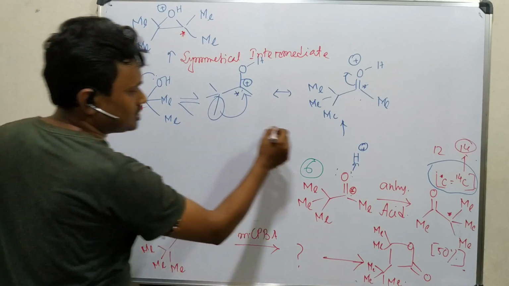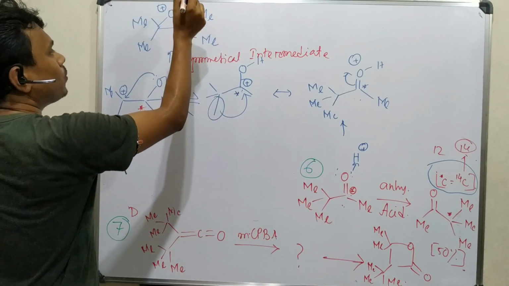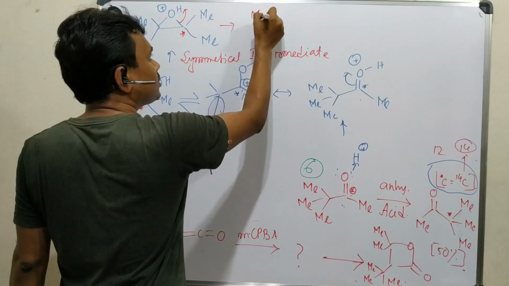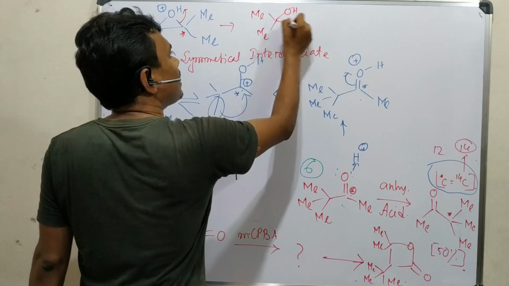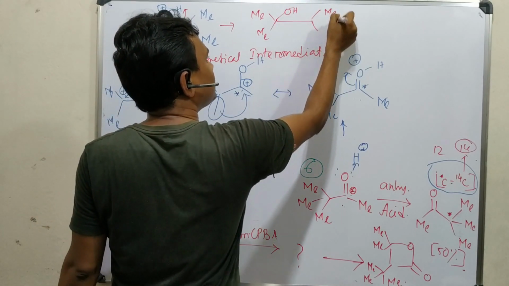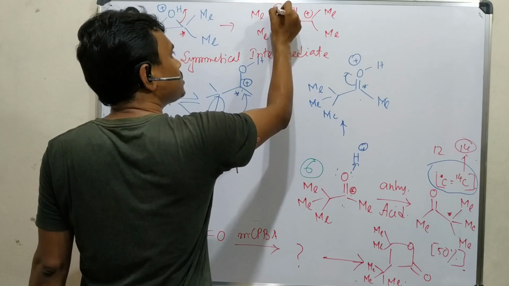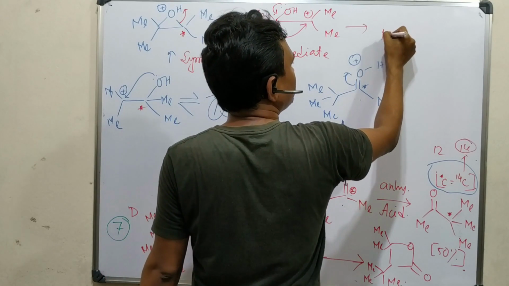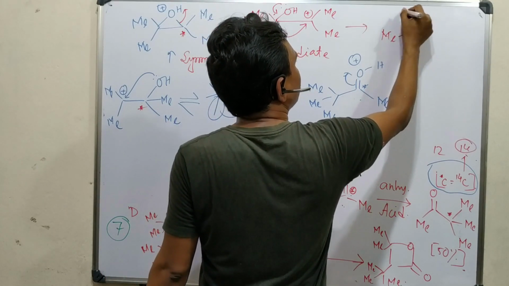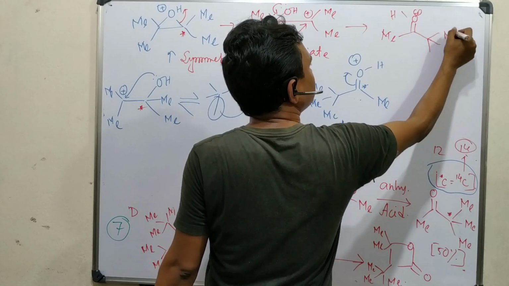So it can follow this path to prepare this, or what can happen is that this can open. So if it opens, what will be the product? This is methyl, this is the OH, and you can see this is methyl, the positive charge is here. So what can happen? It can push its electron back and this methyl can migrate. So if it does, then what will be the product? This is the methyl, this is OH plus, and here you can see 3-methyl.